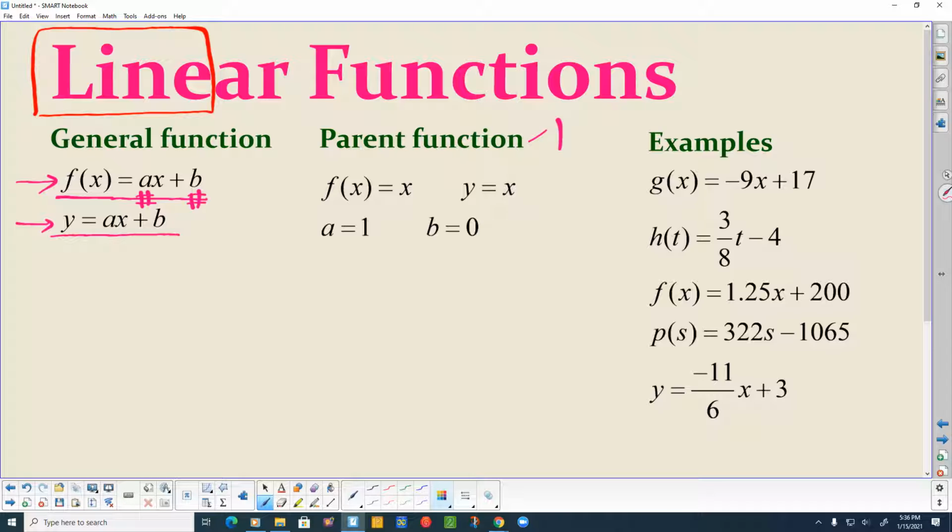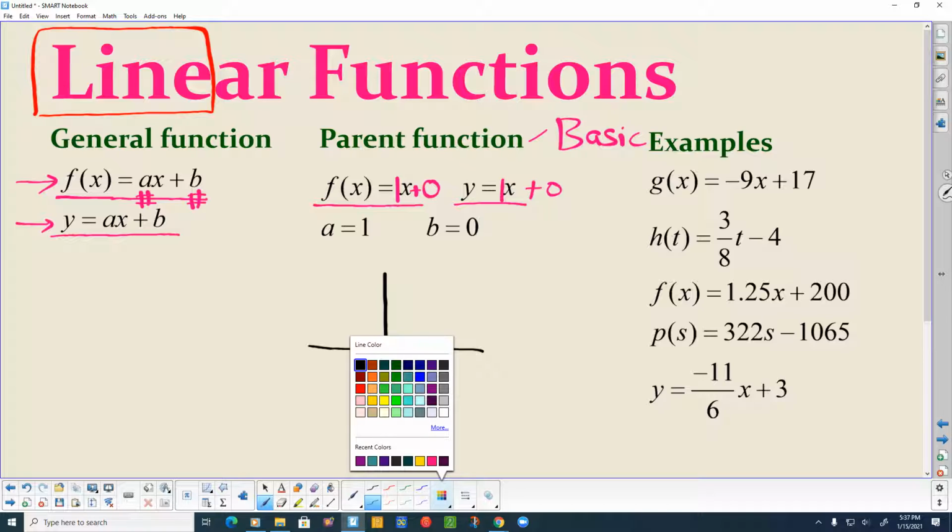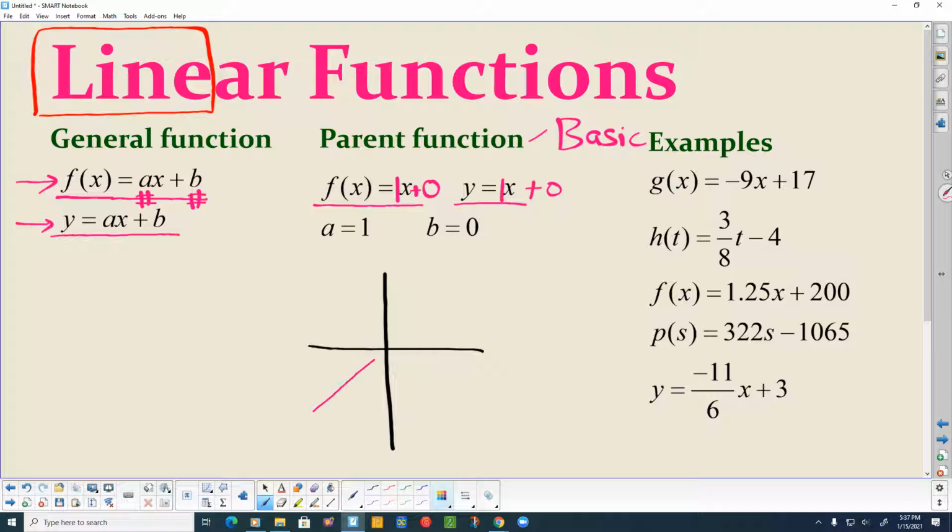A parent function is the most basic form of the function. So the parent function for this situation is f of x equals x, or y equals x. In this situation, the number in front of x is an invisible 1. There is no b, it's 0. So y equals 1x plus 0. That's the parent function. The most basic one will look like this. This is y equals x. It's a straight line. It goes up and to the right.